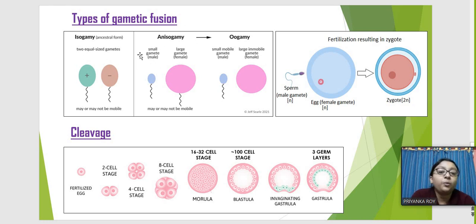In anisogamy, one gamete is small, usually the male one, and one gamete is quite large, usually the female one, and they both can be motile or non-motile.